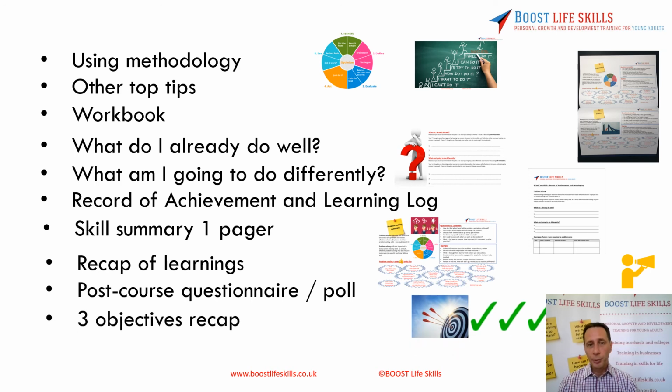And then simply we would tick off the objectives to say, have we covered the three objectives, which tends to be the definition of the skill and the deep dive into it, an understanding of what good looks like, and then finally thinking about what it means for the students individually and what they're going to do differently in the future. So that's it. That's the general structure that we operate most of our courses to. We are, of course, extremely flexible, but we know that this works well.